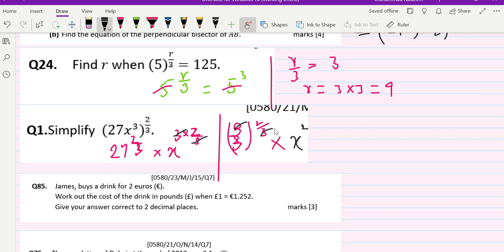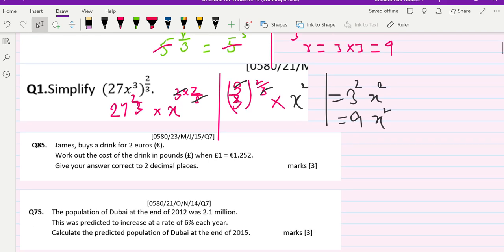Here 3 and 3 will get cancelled. So 3 square into x square. You may leave the answer in this form, or otherwise 3 square is 9 into x square. This will be the final answer. These are the questions that may be most common from the topic indices, so practice these questions a lot. They may be part of your exam.